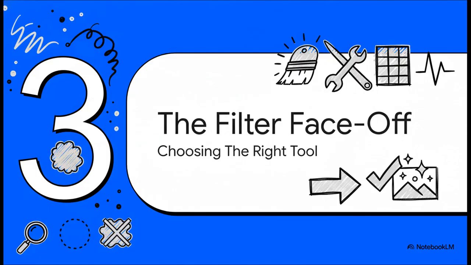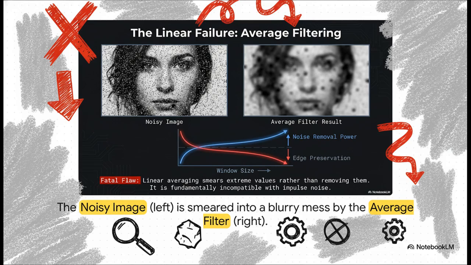Okay, now that we know how to identify the enemy, it's time to pick our weapon. It's time for the filter face-off, where we figure out which tools can actually get the job done and which ones, well, can't. All right, first step to the plate is the average filter. The idea is simple. It looks at a pixel and its neighbors and just averages them all together. But as you can see, when it comes up against that extreme salt and pepper noise, it's a total disaster. It doesn't get rid of the spots, it just smears them into these ugly gray blobs, a complete failure.